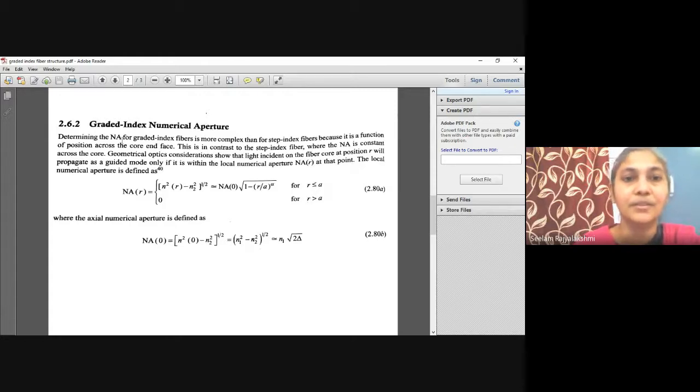So here, determining the numerical aperture for graded index fibers is more complex when we compare it with the step index optical fiber, because in the graded index optical fiber it is a function of position across the core face. And this is in contrast to the step index optical fiber, where the numerical aperture is constant across the core.